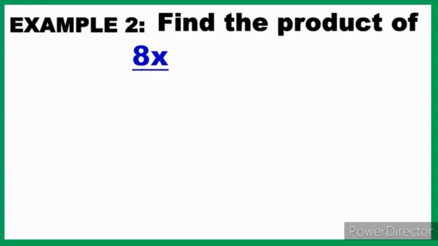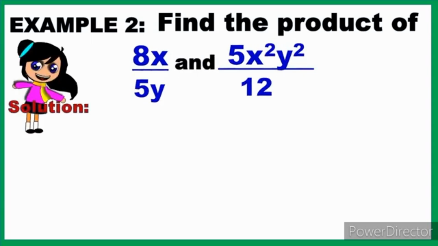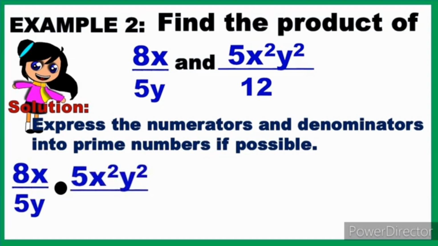Okay, next, example number 2. Find the product of 8x over 5y and 5x squared y squared over 12. And this is the solution. Express the numerators and denominators into prime numbers if possible. Okay, 8x over 5y times 5x squared y squared over 12.